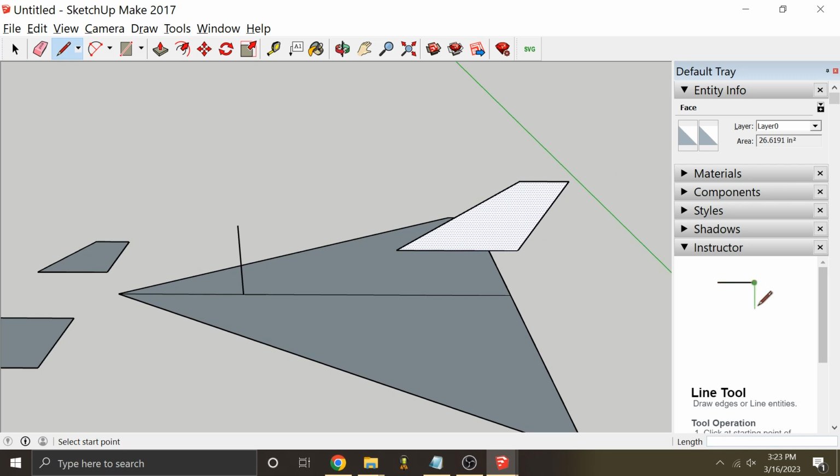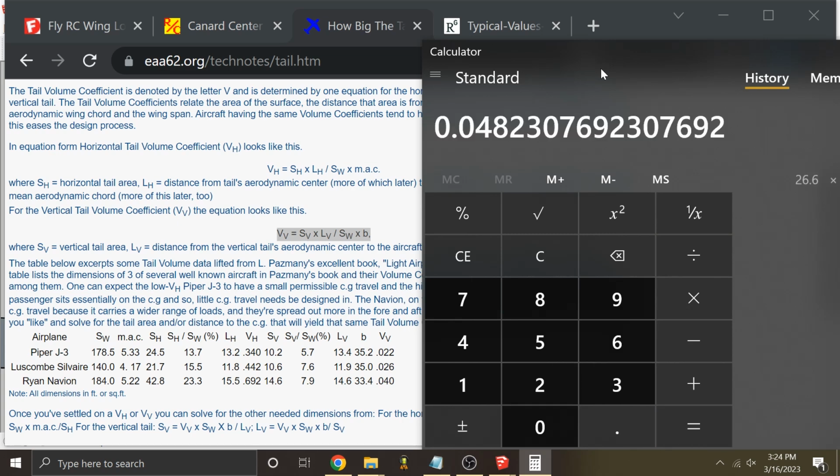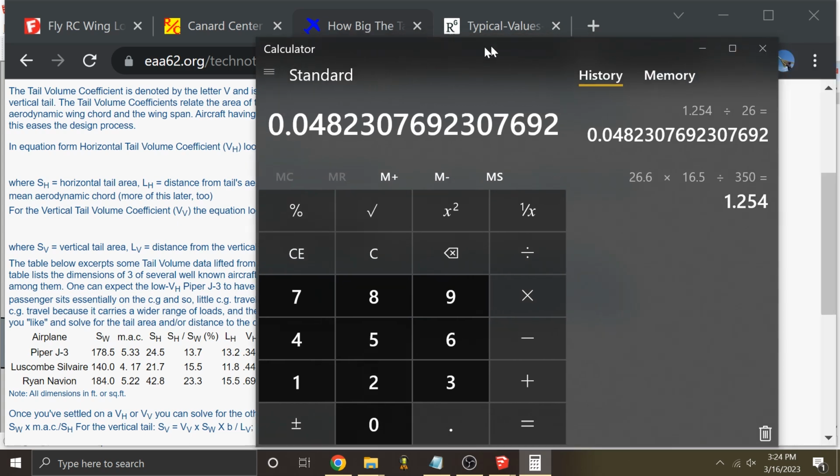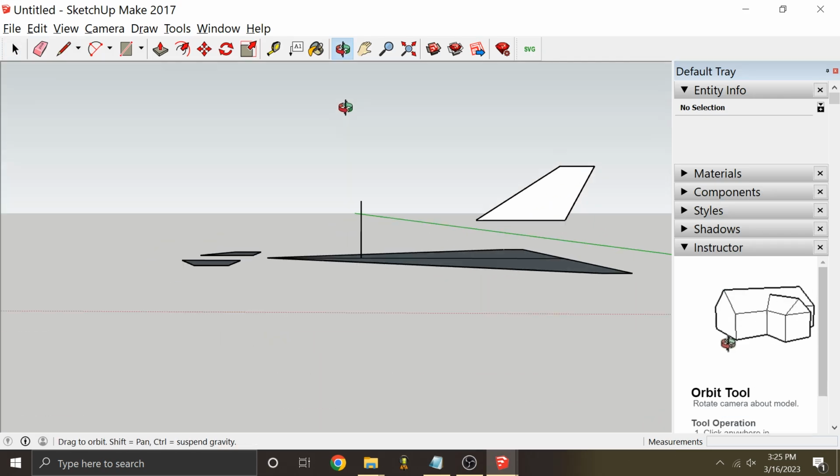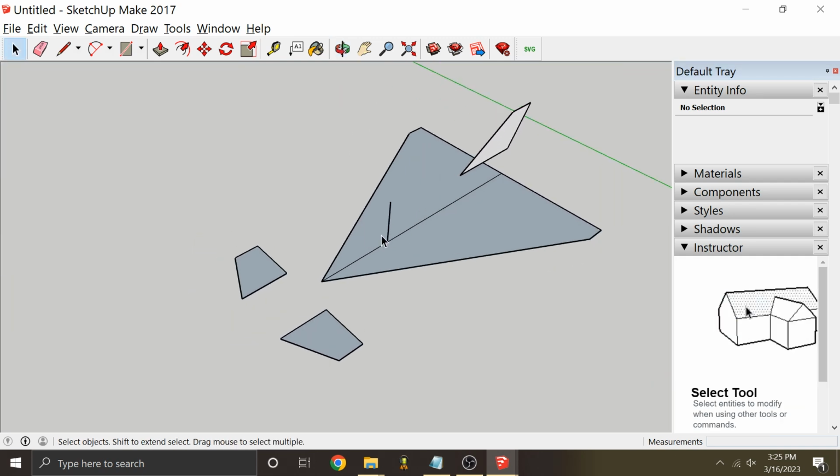It's got an area of 26.6 inches, so we can do the math. That gives us a vertical tail volume ratio of around 0.05, and I think that's pretty good for what we need it to do. So now we have a pretty good idea of where the aerodynamic surfaces of everything are.